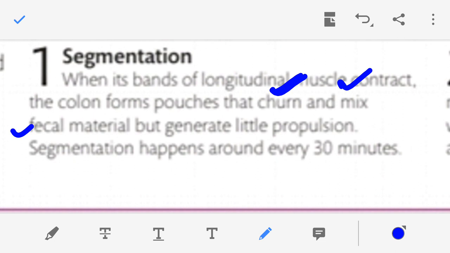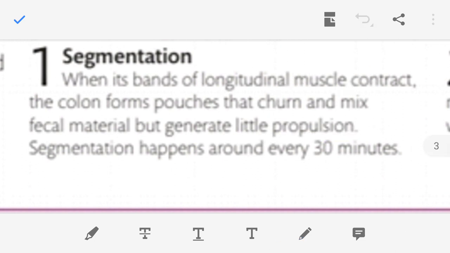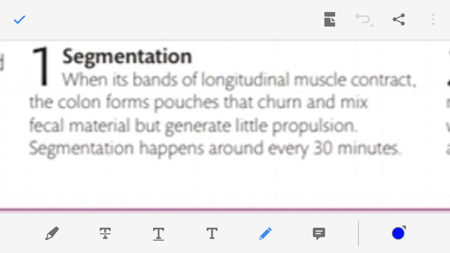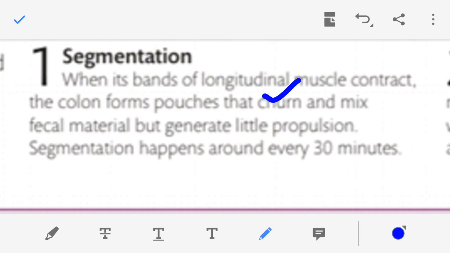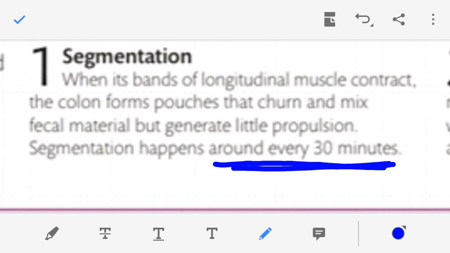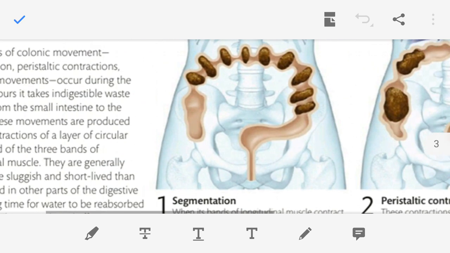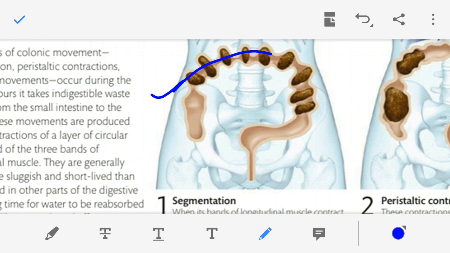They churn and mix the fecal material, but they generate little propulsion. Propulsion means moving forward. So this segmentation movement is not generating propulsion for the feces, but the feces is churned and mixed in these segments or pouches. This segmentation occurs around every 30 minutes. This movement is called segmentation.